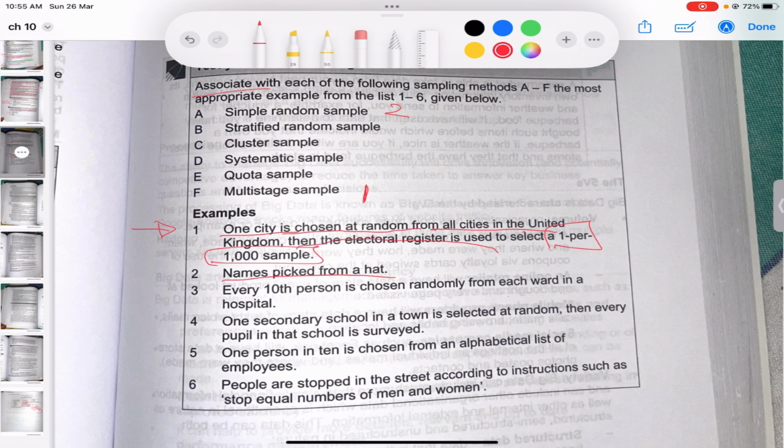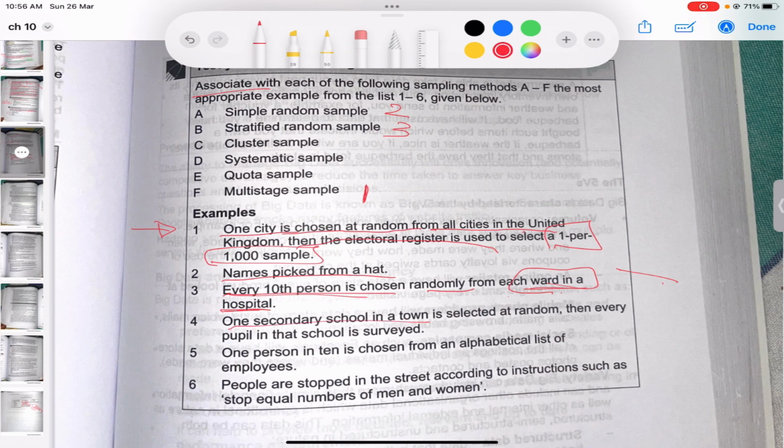Every 10th person is chosen randomly from each ward in a hospital. What do you understand? Think about it again. Take a moment and try to come up with the answer, then I'll discuss. Every 10th person is chosen randomly from each ward. So with every proportion you are seeing, right? So this is going to be my stratified.